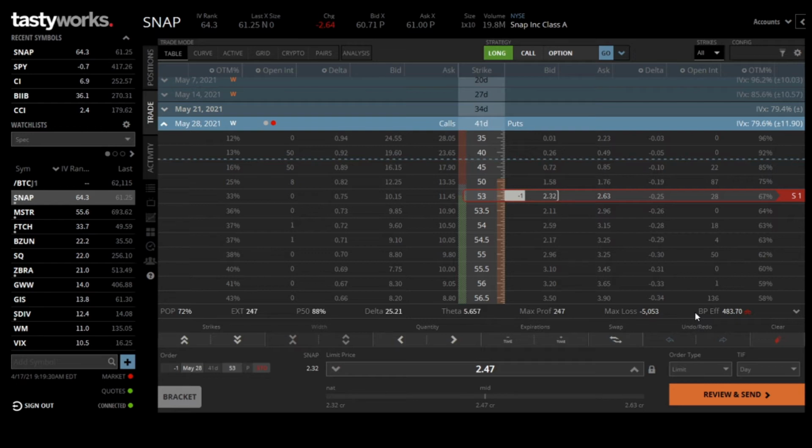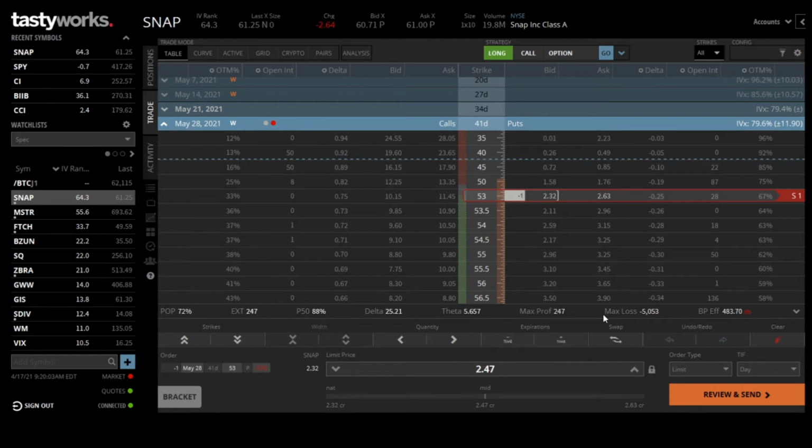So for most people, your max loss over here is 5,053, and the reason for that is, technically, let's say Snap goes out of business, right? Then you would lose the 53 strike multiplied by 100, so that's $5,300. But you're collecting 247, so it's really 5,300 minus 247, and that's where you get the max loss.